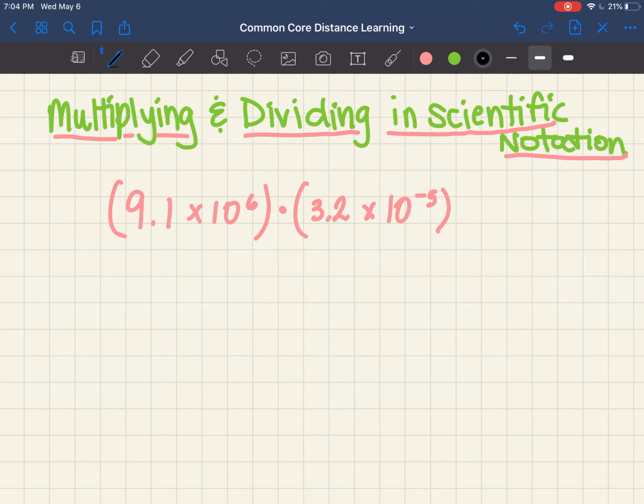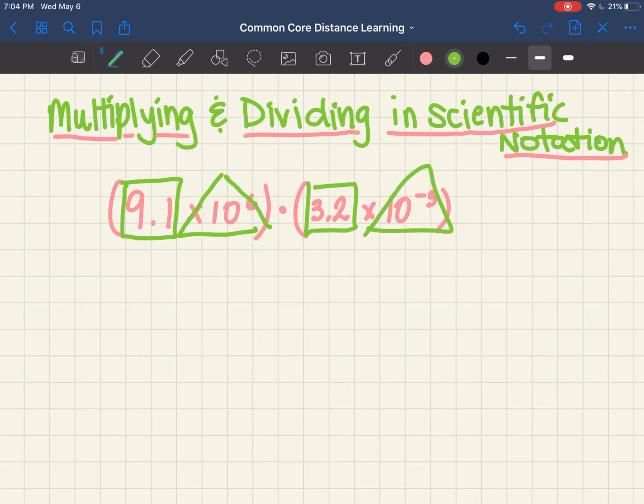So what we see right here, we have 9.1 times 10 to the 6th power times 3.2 times 10 to the negative 5th power. What we're going to do first is get our like terms together. 9.1 and 3.2 are like terms, and then my 10s with my powers are also like terms. I put one group in a rectangle and the other group in a triangle.